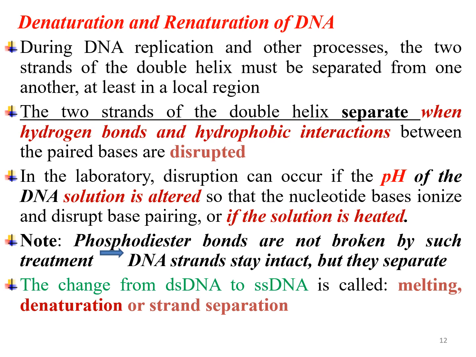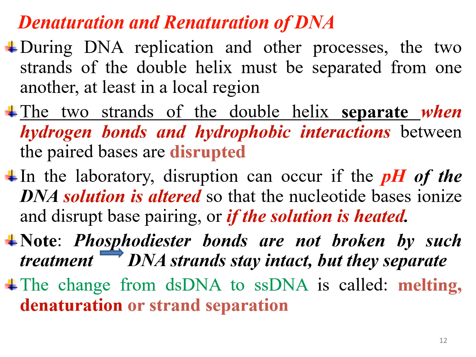In a laboratory, disruption can occur if the pH of the DNA solution is altered so that the nucleotide bases ionize and disrupt base pairing, or if the solution is heated. Therefore, if DNA is heated or placed under different pH, its structure may be altered. Phosphodiester bonds are not actually broken by such treatment, so the DNA strands stay intact but they separate. The process of changing double-stranded DNA to single-stranded DNA is called melting, denaturation, or strand separation.